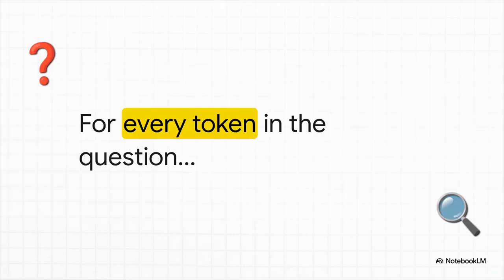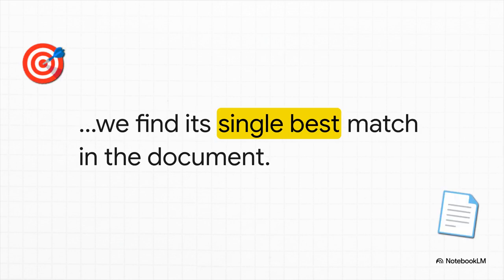Simple as that. All right, let's try to visualize this. Imagine we take just the very first token from our question. It has its own unique meaning, its own little vector representing what it is in that context. Now that one little token goes on a mission. It gets compared to every single token in the document that we're searching, and it's looking for just one thing: the token with the highest similarity score, its perfect match. Once it finds it, boom, we lock in that score.